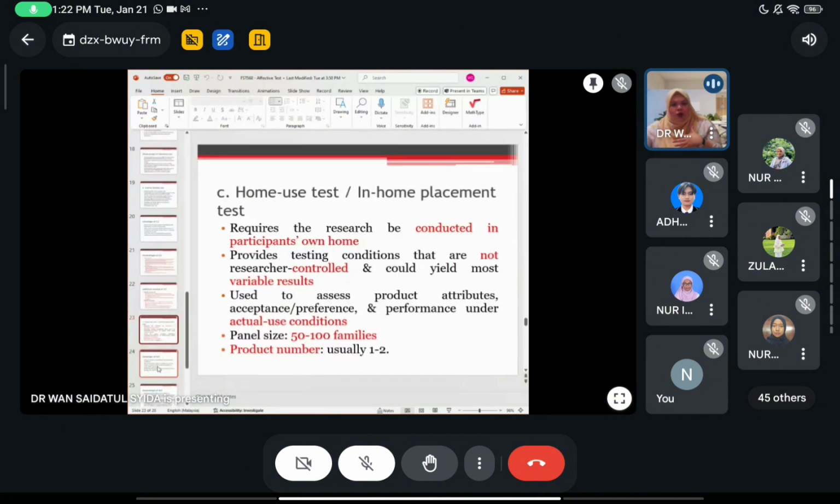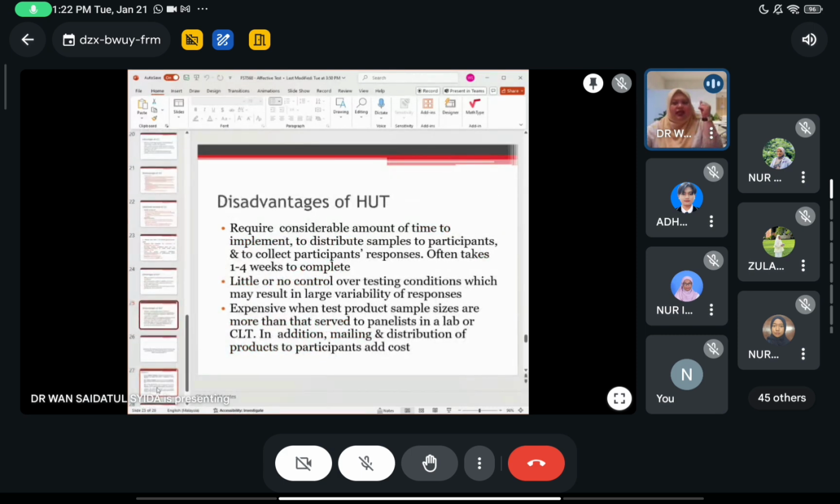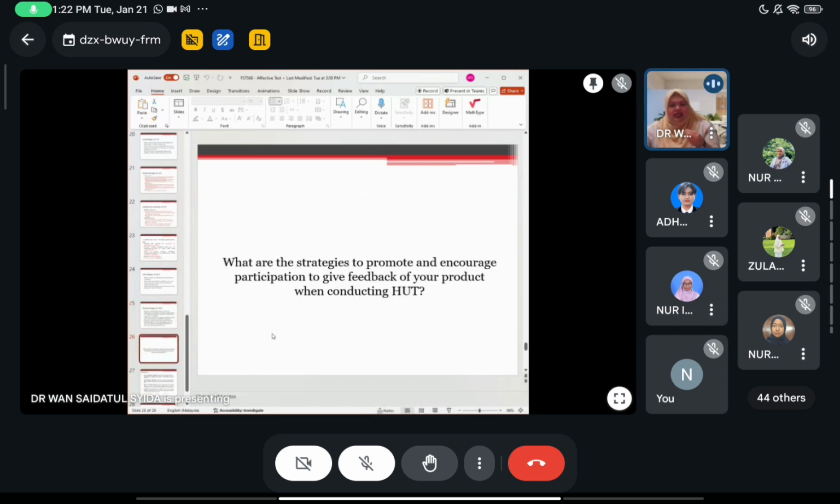Okay, and then the home use test. So basically you just write down the advantages, the disadvantages, and how to conduct this test at certain locations. Okay, so this is an extra question: if you are using the home use test kit, how to strategize to promote and encourage the participants.